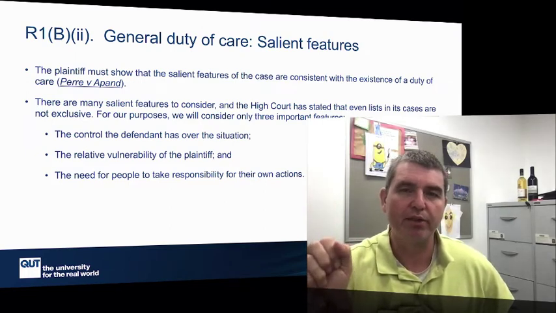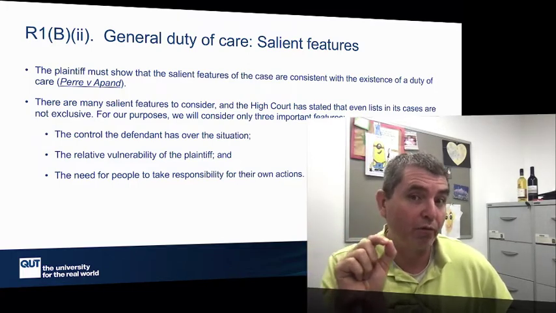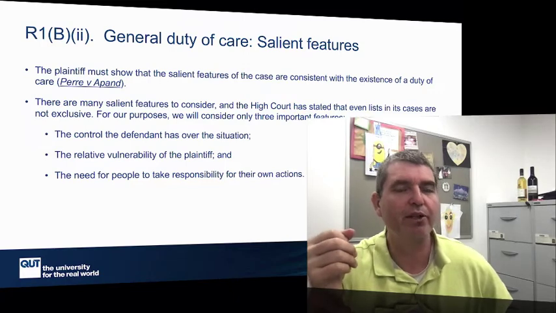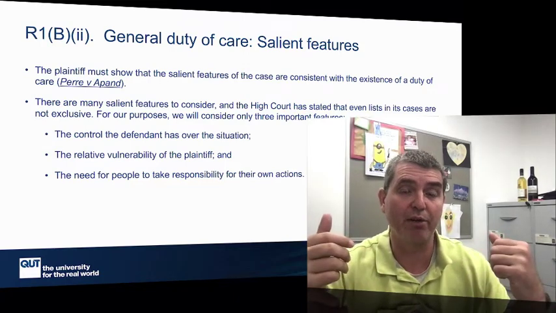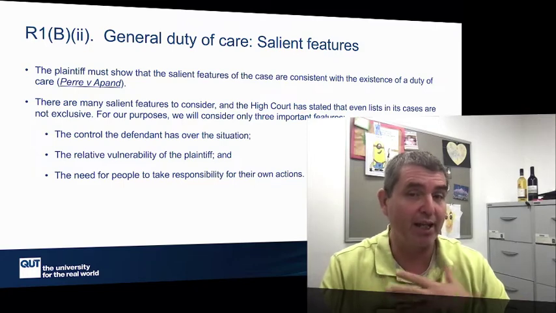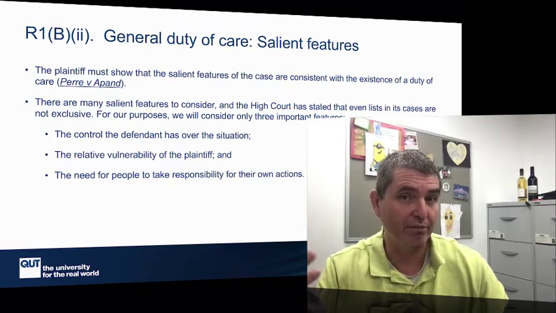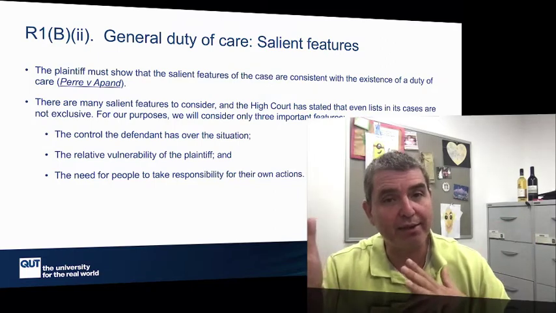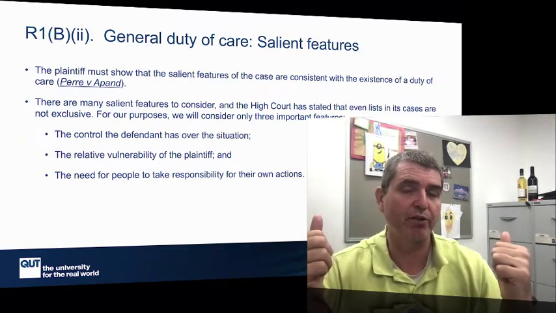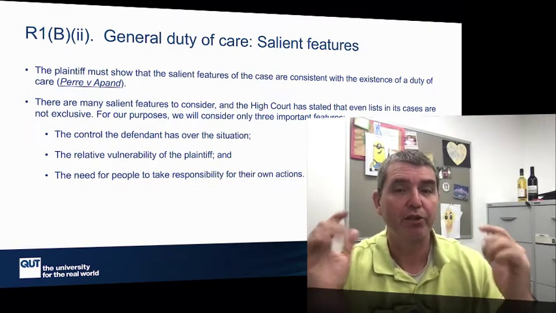Okay, so this idea is the more control the defendant has over the situation, and the more vulnerable the plaintiff is about the situation, the more likely that you're going to owe a duty of care, right? Control and vulnerability are important. So if a salient feature of the case is the control the defendant has and the vulnerability of the plaintiff to the behaviour, to the act or omission of the defendant, that's important to understand, and we balance that with the need for the individual to take responsibility for their own actions. And we have our case of Perre v Apand as authority for control and vulnerability. Okay, so put those two together.